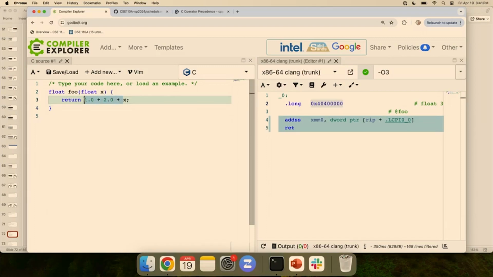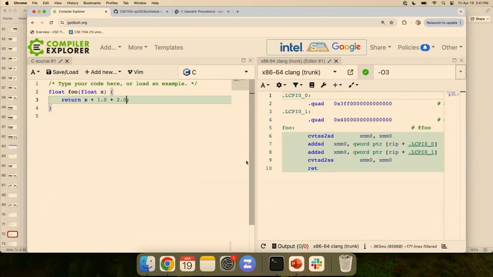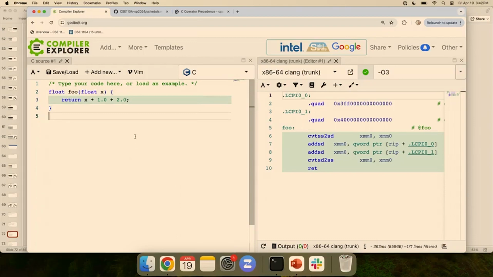If we change this just slightly and say x plus 1.0 plus 2.0, now we get 2 additions. And the reason being is that floating point numbers are not associative, meaning that the compiler needs to do x plus 1.0, and then it needs to add the result of that to 2.0. It needs to do it from left to right, because these numbers in floating point land, you cannot change the order in which you add them up. So just changing our code very simply like that has stopped the compiler from doing some optimizations.